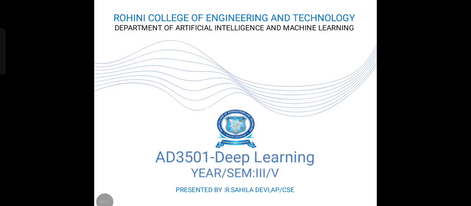Good morning, everyone. Today we are going to begin Unit 1, Cross Validation, from the course AD 3501 Deep Learning. Cross validation is a very important concept used in machine learning to check how well our model performs on unseen data.